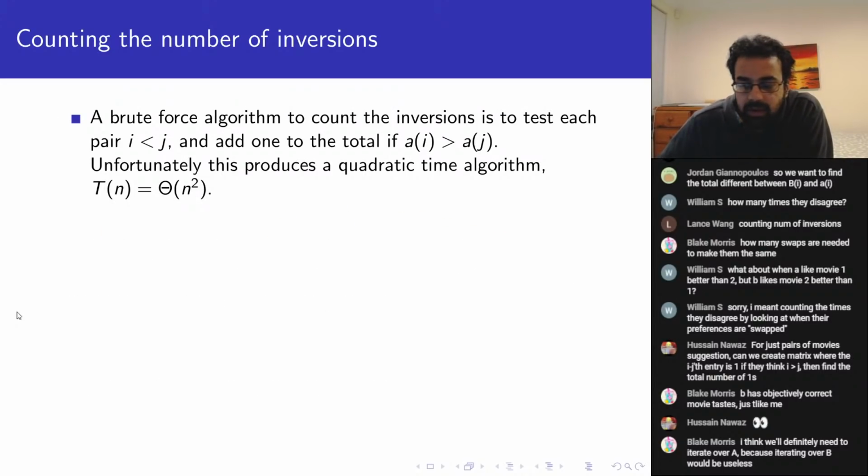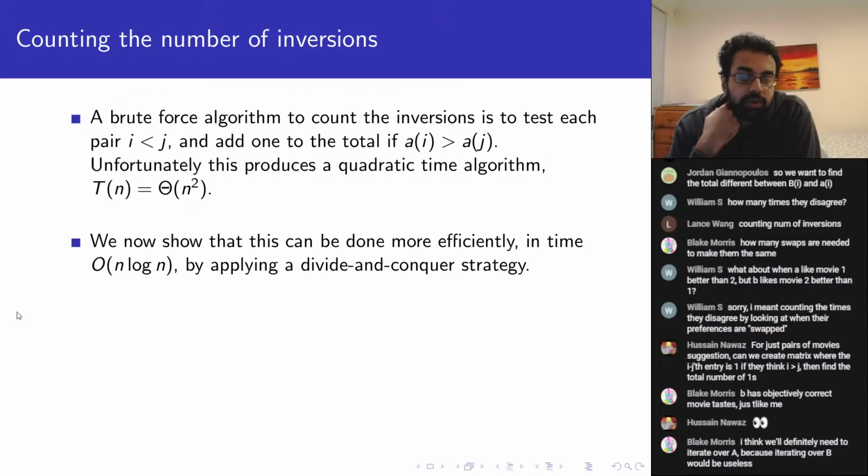So, of course, if there are n movies, you can just go over all the pairs. Go over all pairs of movie I and movie J, and add 1 to the total if they're out of order, if A ranks movie J better than movie I. But since you're going over all movies I and all later movies J, this takes quadratic time. It takes 2 nested loops of n items, so that is n squared time. But we're going to do better. We're going to get this down to n log n time by applying divide and conquer.